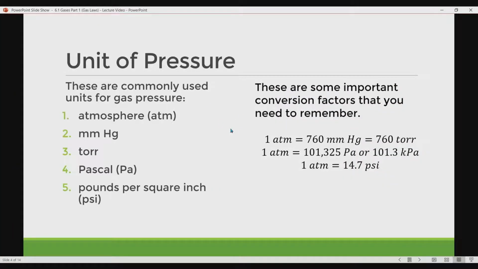Please do take note that these are some of the important conversion factors that you need to remember. 1 atm, or 1 atmospheric pressure, is equal to 760 millimeters mercury, which is also equal to 760 torr. 1 atmospheric pressure is equal to 101,325 pascals or 101.3 kilopascals. And 1 atmosphere is equal to 14.7 pounds per square inch or PSI.